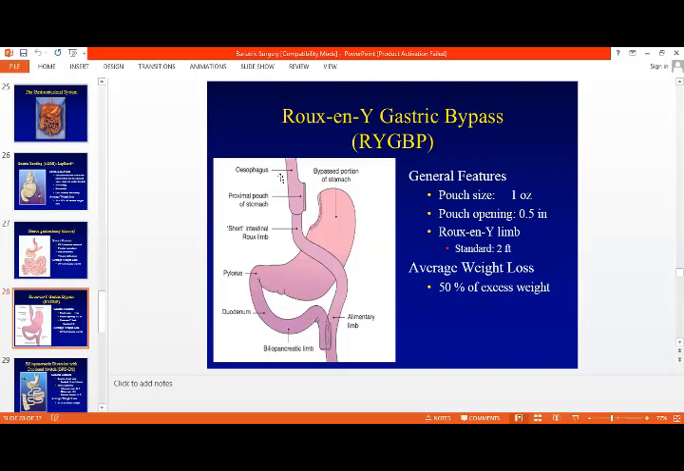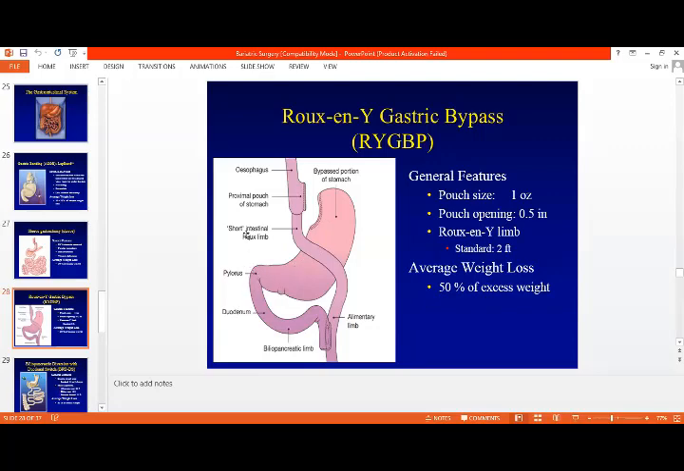So what will happen? You will eat something and it will go here, and straight away it will go down into the jejunum. And the rest of the stomach is still there, but it is not participating, and it is restricting the capacity of the stomach. Plus, it is also bypassing the stomach, and the pyloric end is intact.